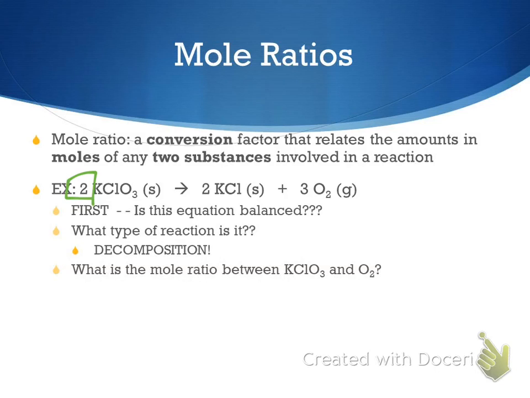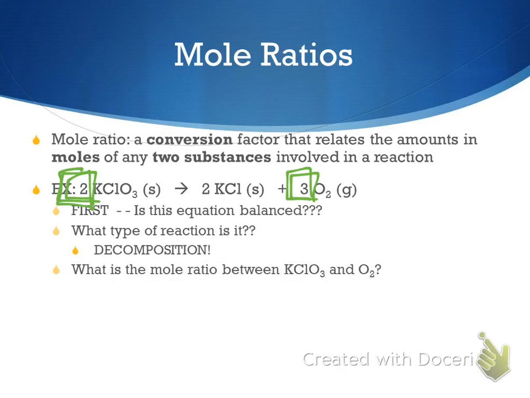2 to 3. All we look at when we look at mole ratios is the coefficient in front of that molecule. So the mole ratio between potassium chlorate and oxygen gas is 2 to 3, which means it takes 2 moles of potassium chlorate to break down and form 3 moles of oxygen gas. That's what that mole ratio is telling us. It's a quantity. Not only does it take 2 potassium chlorate molecules to break down into 3 oxygen gas molecules on the molecular level, it takes it on the mole scale as well.